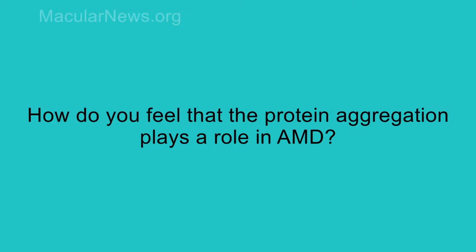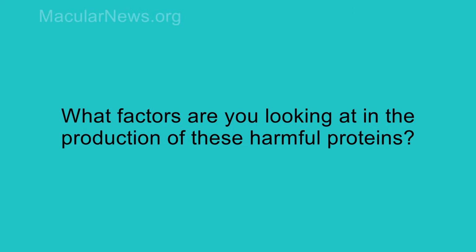How do you feel that the protein aggregation plays a role in AMD? Actually, we think that protein homeostasis and protein aggregation really play a role in the development of AMD. Protein aggregation can cause cytotoxicity to the RPE and also cause inflammation, which will also play a role in driving angiogenesis. So we're interested in why protein aggregation happens in the aged retina, and how it causes RPE damage, as well as neovascularization in the choroid.